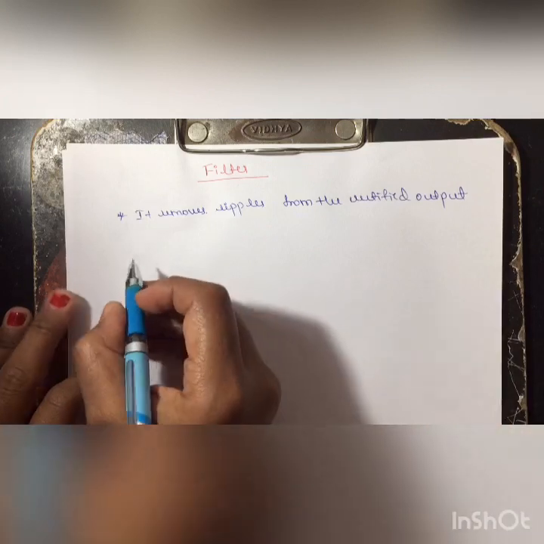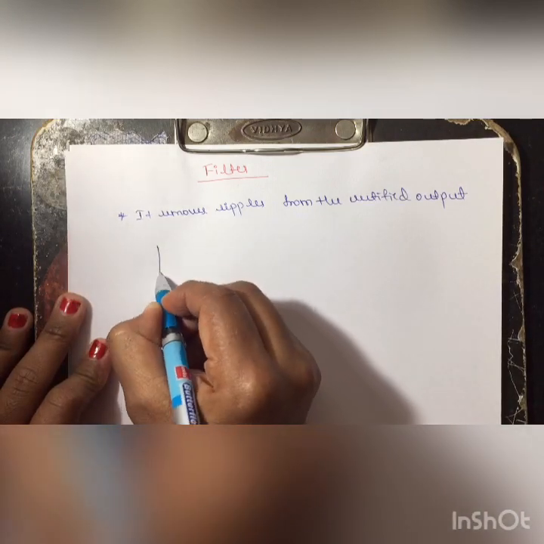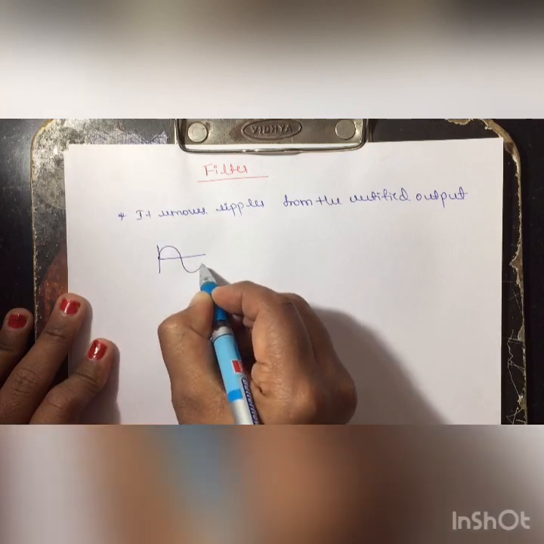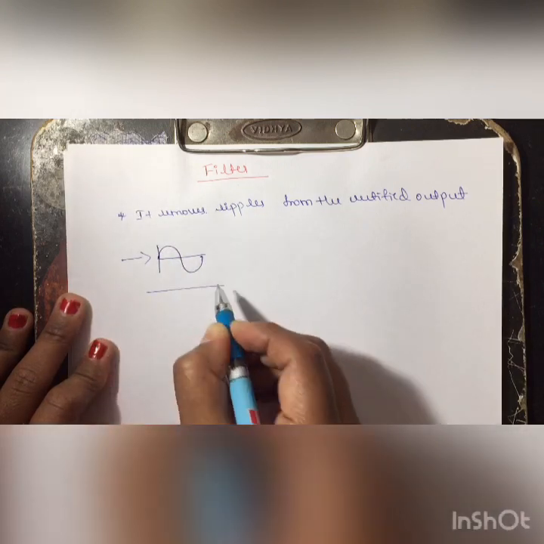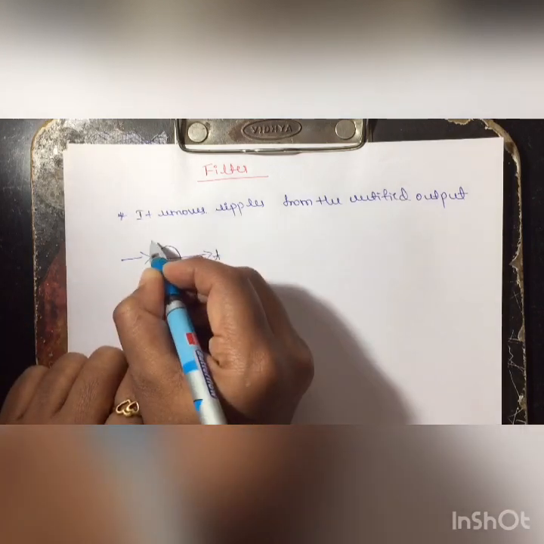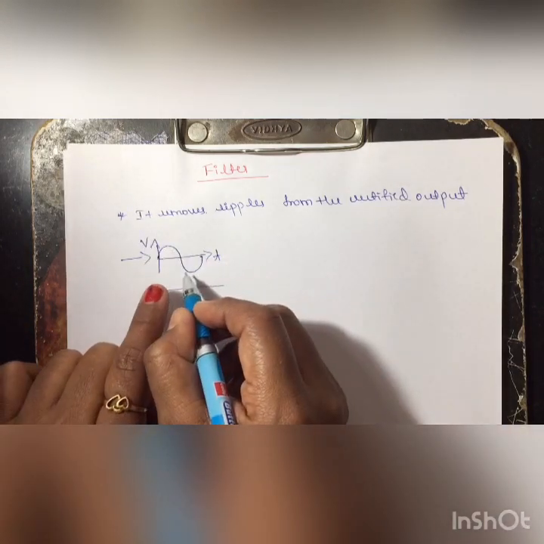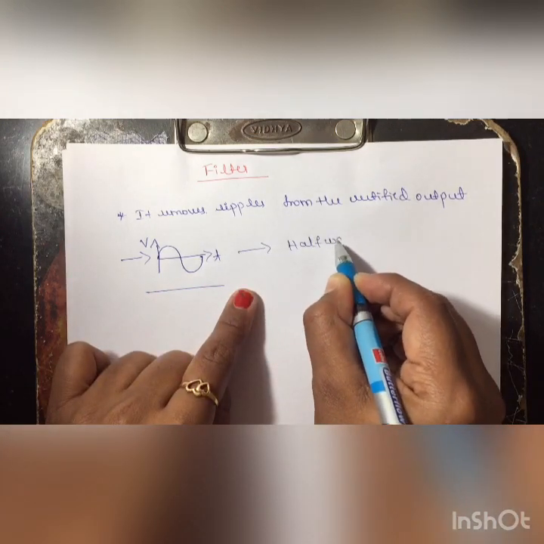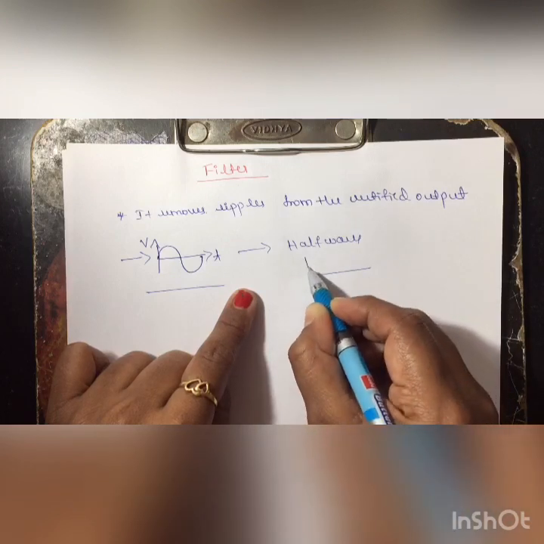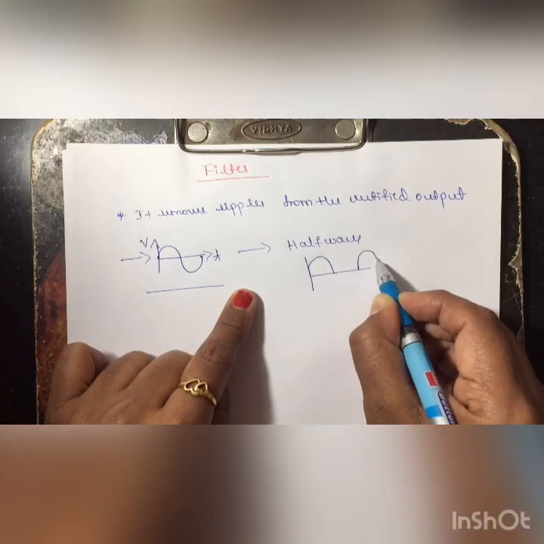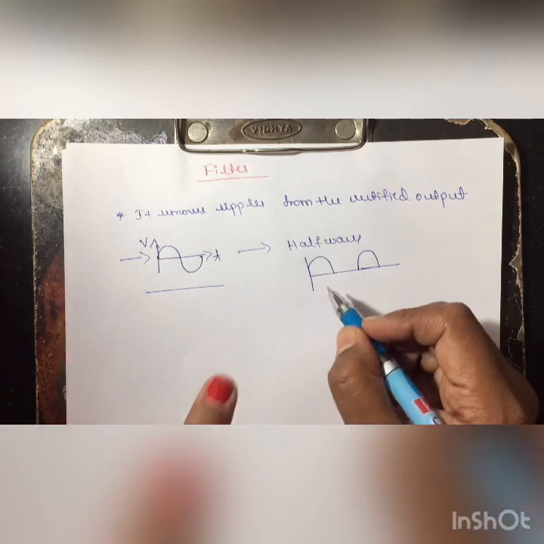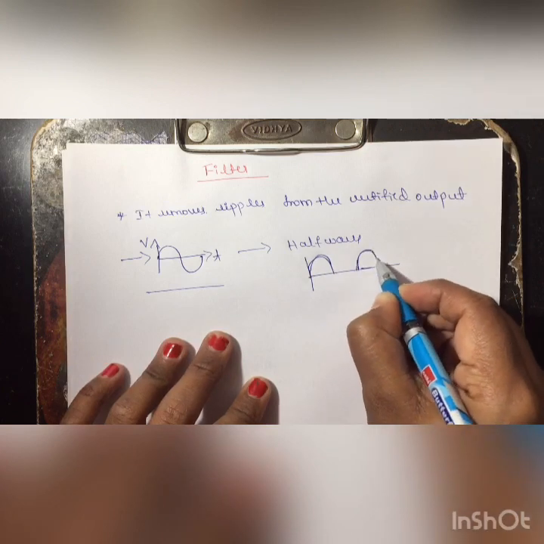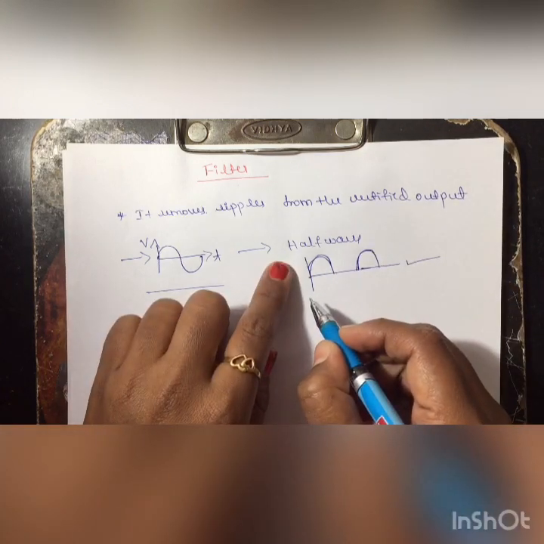You all know that a half wave rectifier only allows the positive half cycle and blocks the negative half cycle. When you apply the input, just assume it is a sinusoidal wave. After rectification, when you apply the half wave rectifier, it only allows the positive half cycle and blocks the negative half cycle. So after rectification we get an output like this in the case of a half wave rectifier.